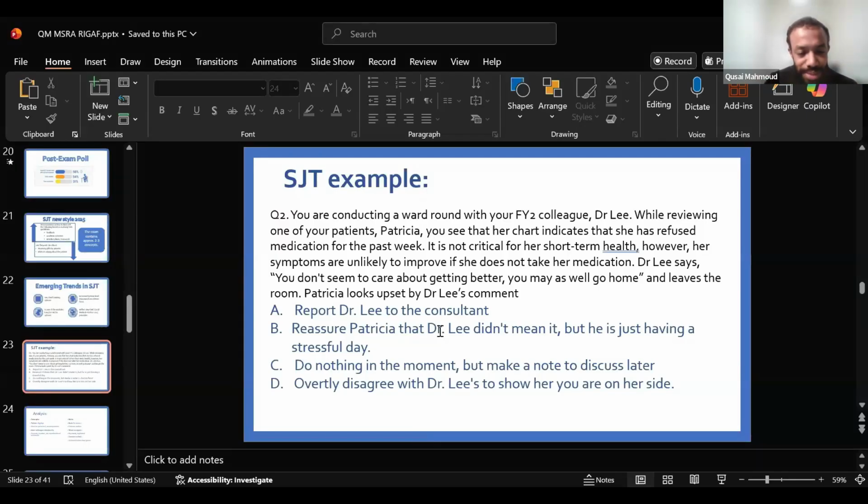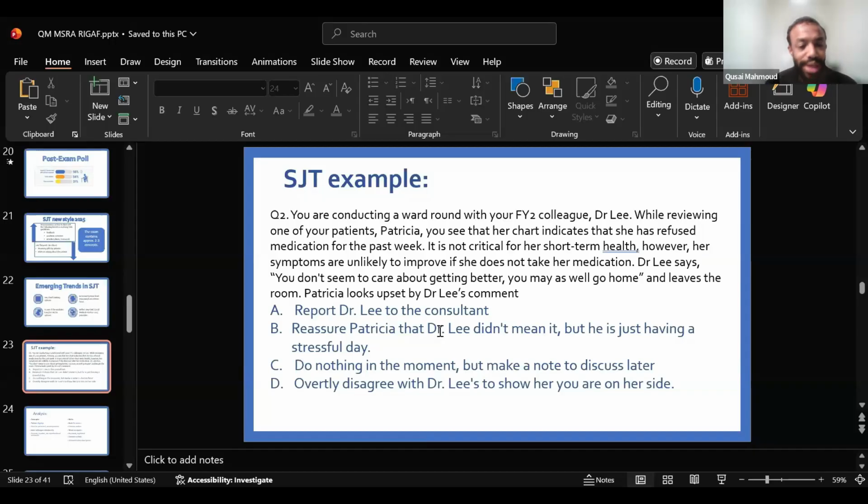So C is the best option here, because the harm has already happened and I'm in the middle of the ward round. I have to prioritize the ward round, but I should not dismiss this issue. So C is better than B, is better than A, and definitely A is better than B, because in A, I'm doing no favor to my colleague, but in B, I'm doing no favor to my patient.